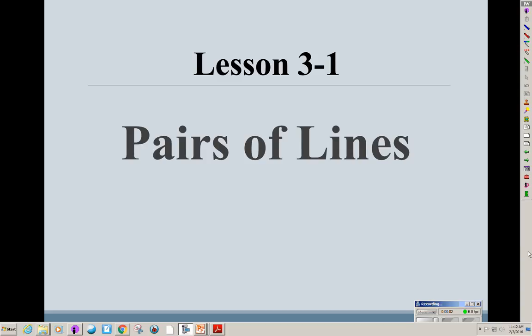This lesson is called Pairs of Lines. In this lesson, we'll talk about parallel lines and perpendicular lines and skew lines. We'll also talk about parallel planes. And then we'll learn about the slopes of parallel and perpendicular lines and how those relate to one another.